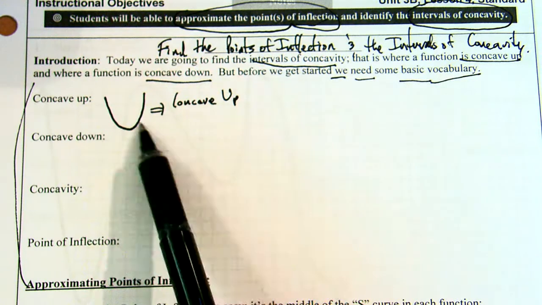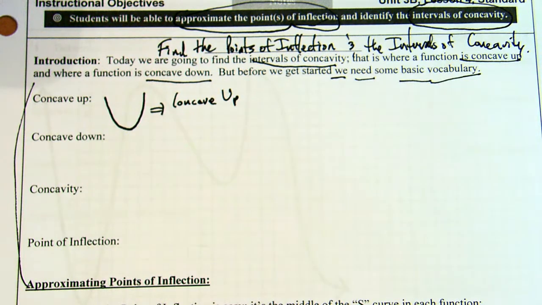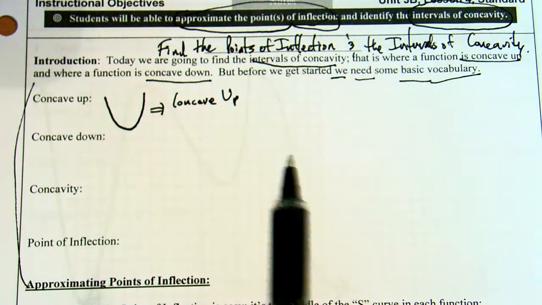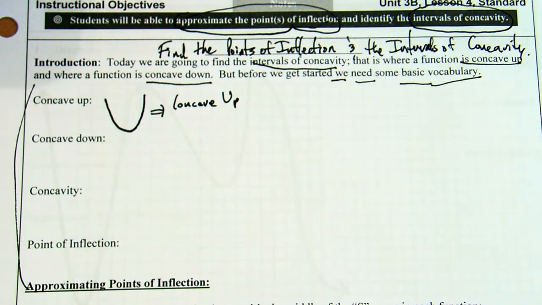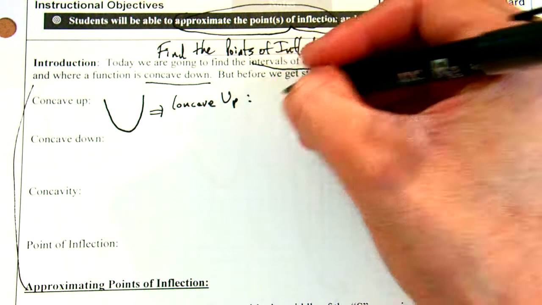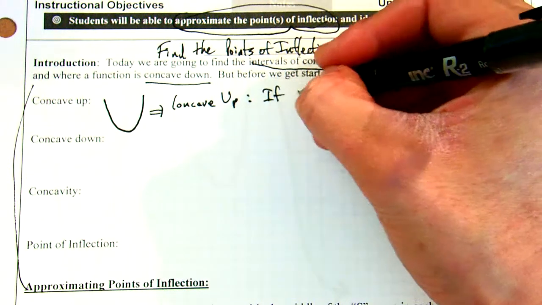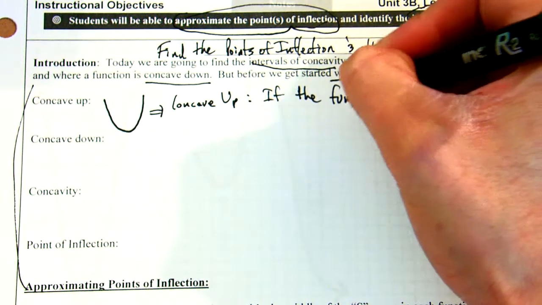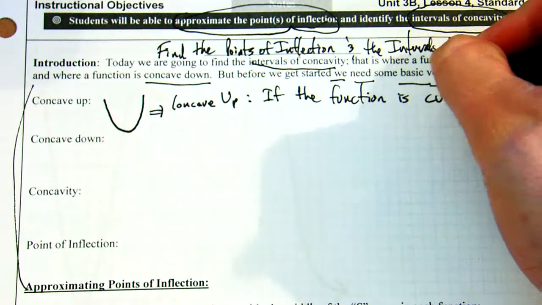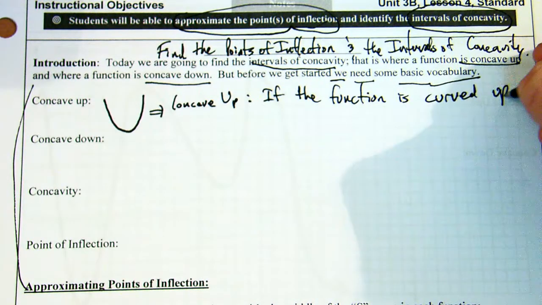Okay, so now I just want to be very clear. The definition I'm going to give you is not a precise mathematical definition. It is not. Okay, why? Because we do not have the power and the tools and the math right now to define this more precisely. So what I'm going to give you is a very, very wishy-washy definition, but it's one that will make sense for us. Okay, so if something is concave up, if the function is curved up.